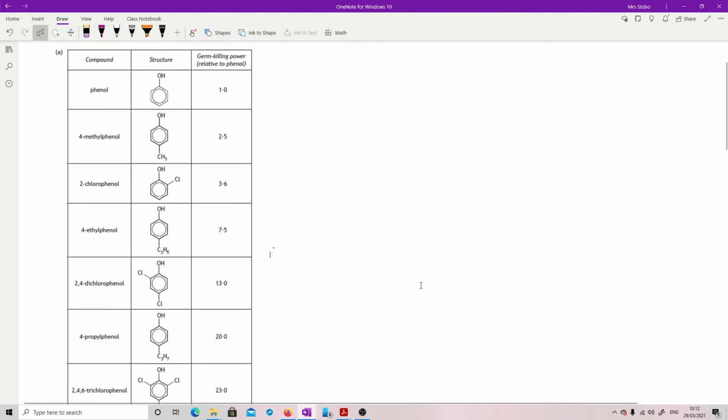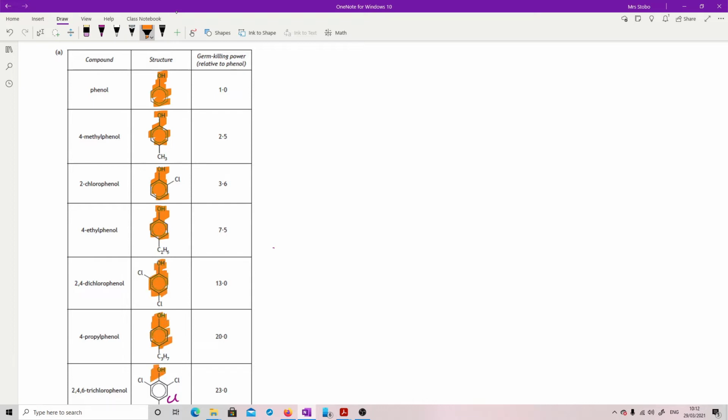So I'm going to bring this back up so I can look at these properly. I'm trying to see the bottom one, the trichlorophenol. Right, that's a chlorine down there. So let's block out the phenol. None of this matters in any of them because we're looking for changes to this. So how am I increasing the germ-killing power? Obviously, phenol is given as 1 because relative to itself, it's 1.